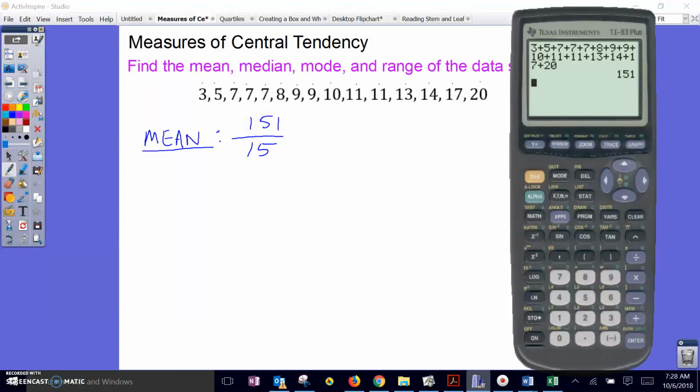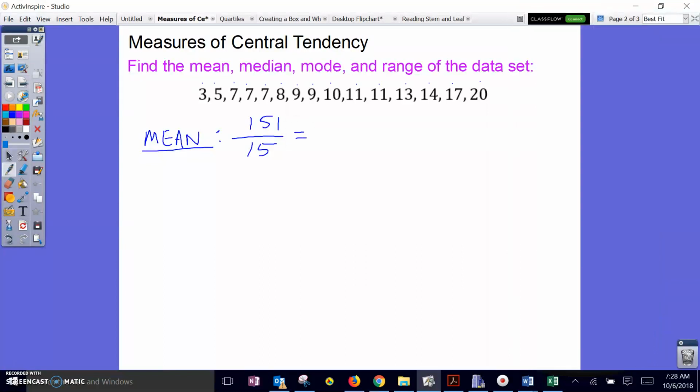And so then I'm going to take 151 and divide it by 15. And that gives us our mean. I'm going to round this off to 2 decimal places. So 10.07 for our mean.